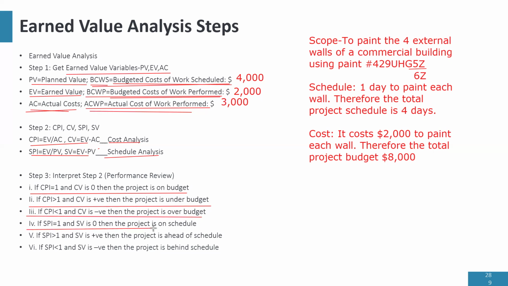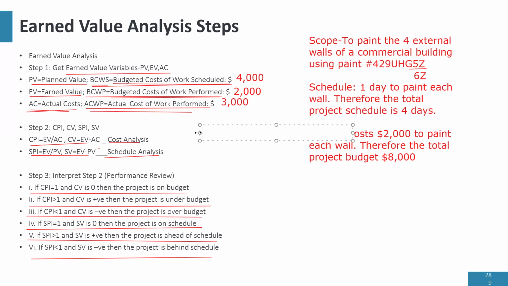If SPI is equal to 1 and SV is 0, then the project is on schedule. If SPI is greater than 1 and SV is positive, then the project is ahead of schedule. And if SPI is less than 1 and SV is negative, the project is behind schedule. So let me show you just one scenario, and we'll call it a day.